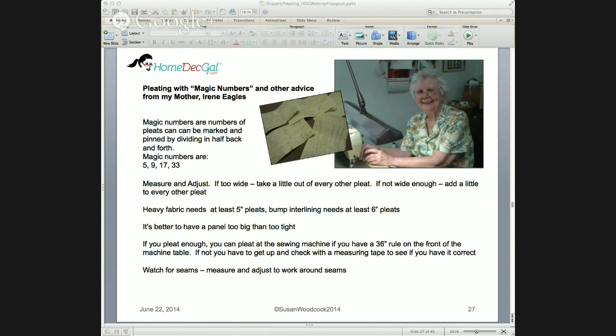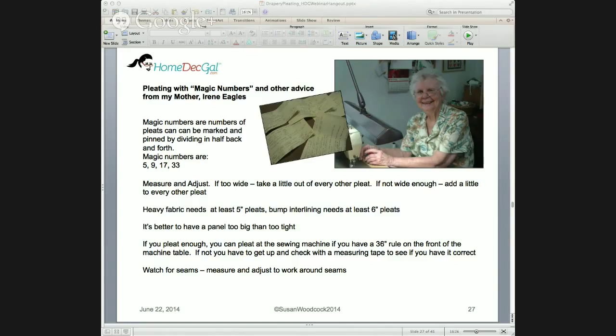So we're going to talk about magic numbers. Earlier I showed you 5 pleats and how you folded in each pleat on the end, fold the whole panel to the center, mark a pleat, fold to the center of that pleat, and mark pleats. That's a magic number, and that can save a lot of time as you're pinning in pleats. Mom will sit at the sewing machine with a flat panel and just work back and forth like that, folding in to her magic numbers.